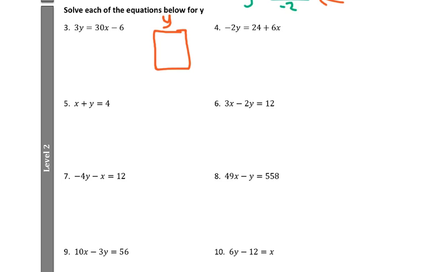Now remember, we're solving for y, which means that if we're going to use the box of doom, there can only be one y that we see. And that's true right there. So we see that one y, and we can see that y is being multiplied by 3.